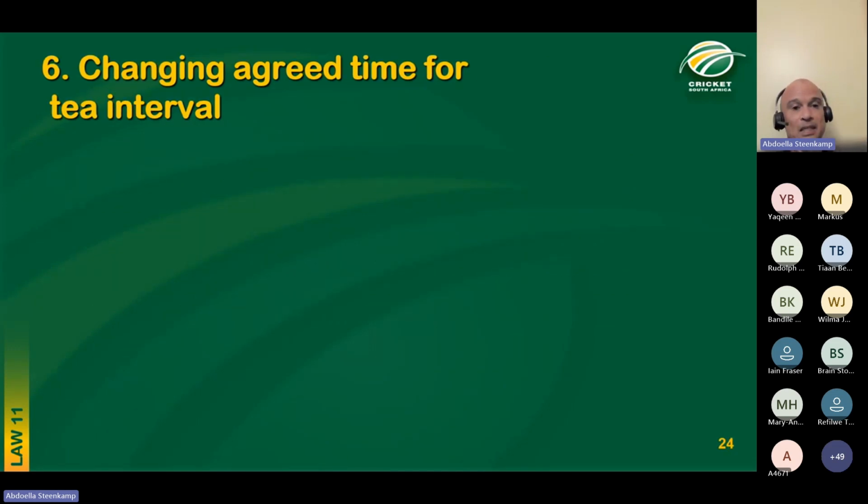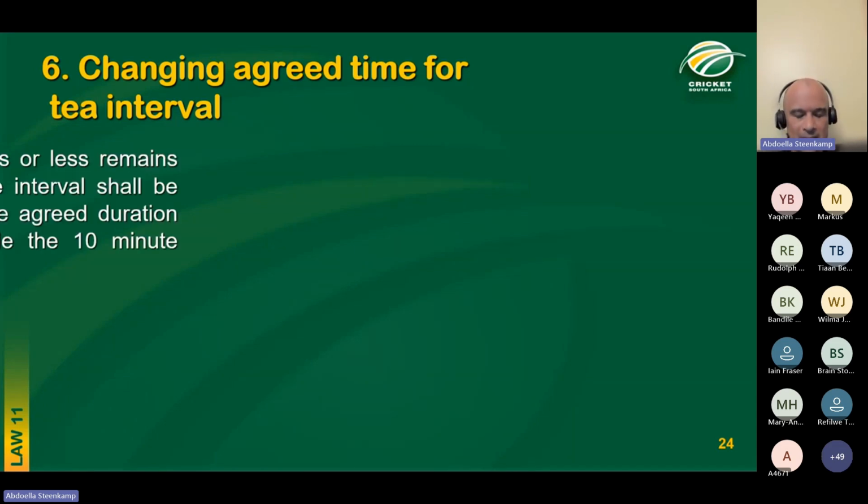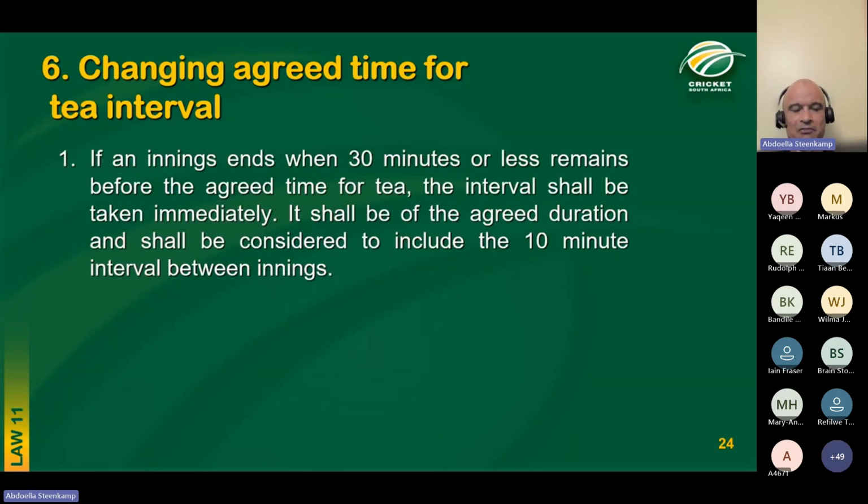Let's see the flexibility that the lawmakers brought into when it comes to our tea interval. And again, this flexibility is there just to maximize time, to try to play as much cricket as possible during any given day. So 6.1 is telling us, if an innings ends 30 minutes or less before the agreed time for tea, we will take an early tea. We will then incorporate the change of innings interval into our tea interval.